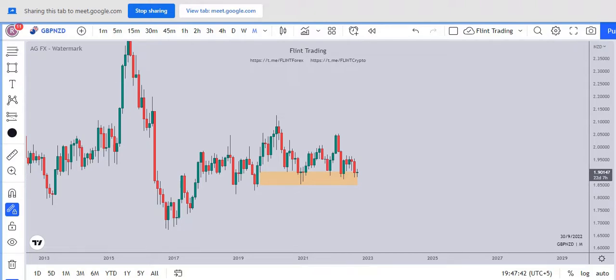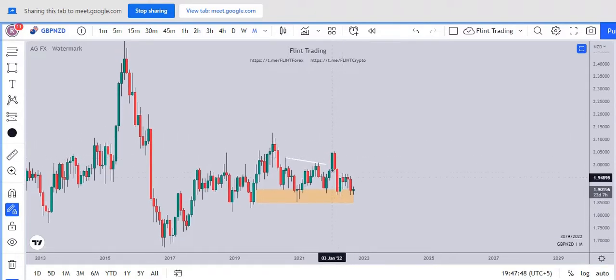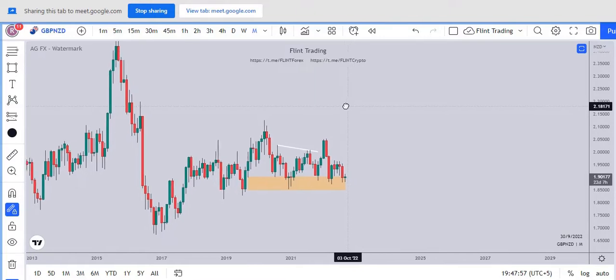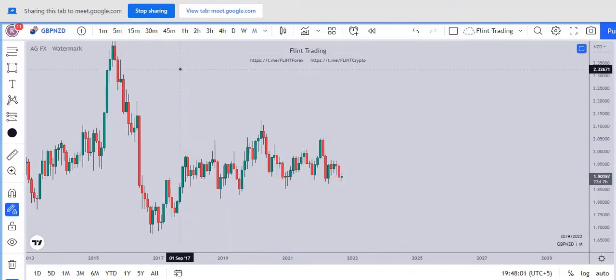Moreover, we have this inducement right there. The price took out the inducement. We saw good momentum, bearish momentum. So probably the price might continue downside, taking out all these equal lows, probably mitigating this order block. Okay. So yeah, this was what I was looking at on the monthly time frame.